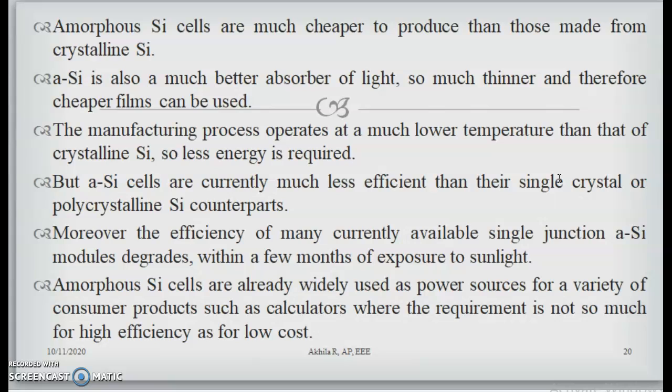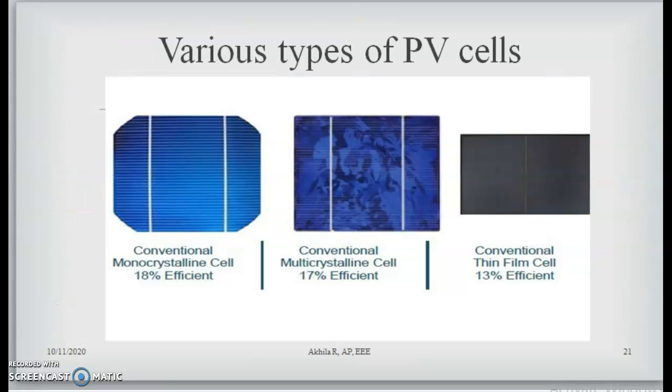These are widely used wherever we have low power requirements. You can see them in calculators, for example, where efficiency is not a bigger problem. So we'll just have a look at a comparison of these three types of PV cells. The first one was the conventional monocrystalline cell, which has an efficiency of 18%, followed by the multicrystalline or polycrystalline cell, which is 17% efficient, and the thin film cells or the amorphous silicon cells or the second generation PV cells have an efficiency of 13%.